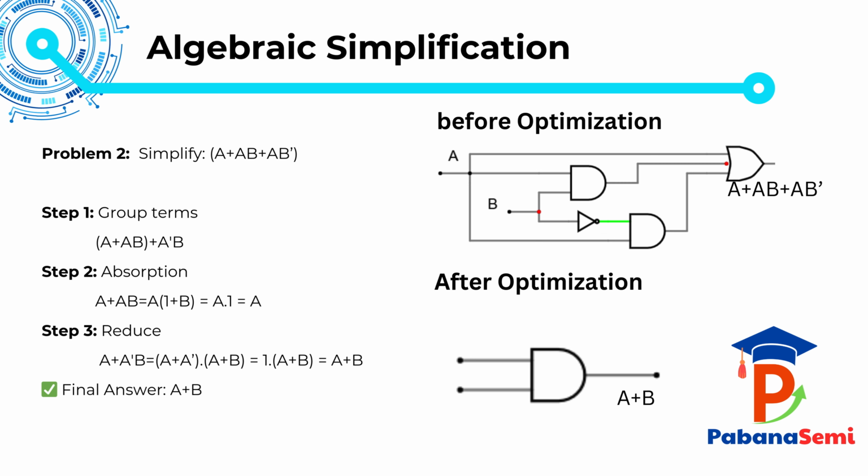Step 3. Final reduction. Now we simplify A plus A bar B. Using Boolean algebra, this expression reduces to A plus B. Final answer. So the final simplified result is A plus B. Conclusion. This simplification removes redundant logic, reduces gate count, and produces a much more efficient circuit. This example clearly demonstrates how algebraic simplification helps optimize digital logic designs.